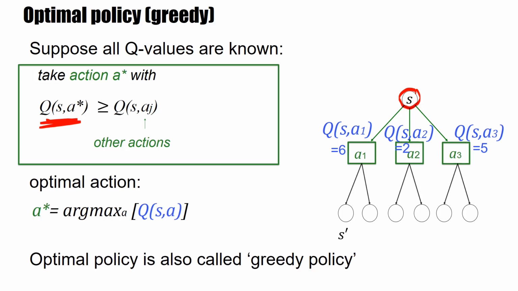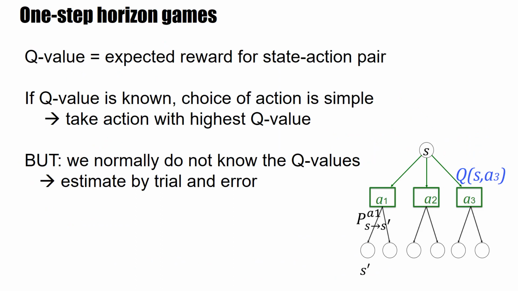So the optimal action is argmax over all possible actions of these Q values. And this basically means the best policy is a greedy policy. So in one-step horizon games, the Q value is the expected reward for the state action pair. If the Q value is known, the choice of action is super simple because you just take the action with the highest Q value.